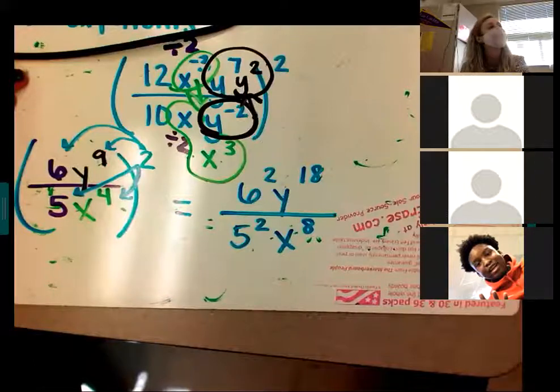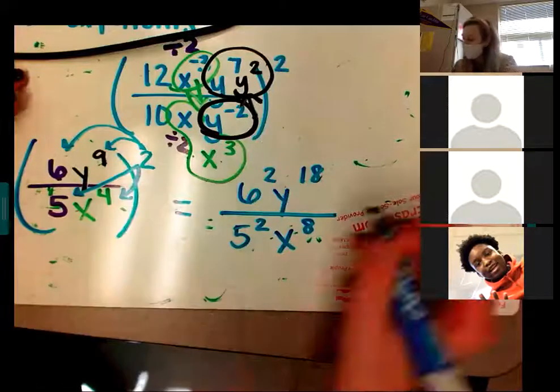I'm so proud of you. You already got 4 extra credit points today. Good job, girl. What is 6 squared? If you say 12, I'm throwing a calculator at you. 36. Good, Gwyneth. 36.